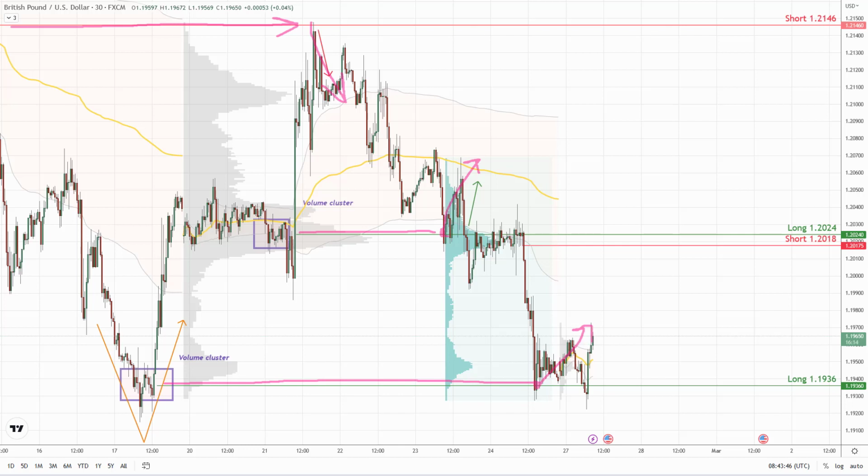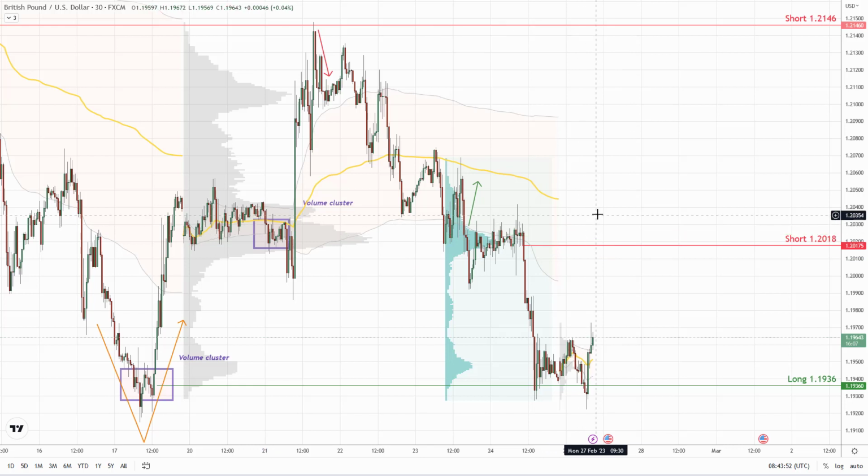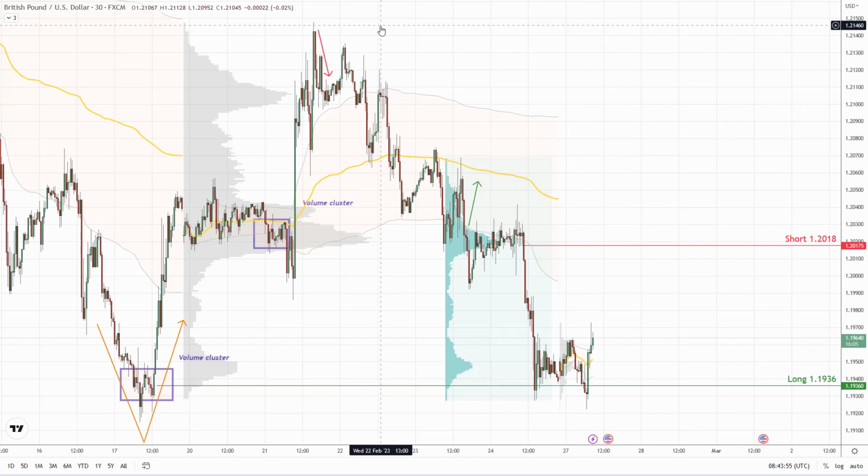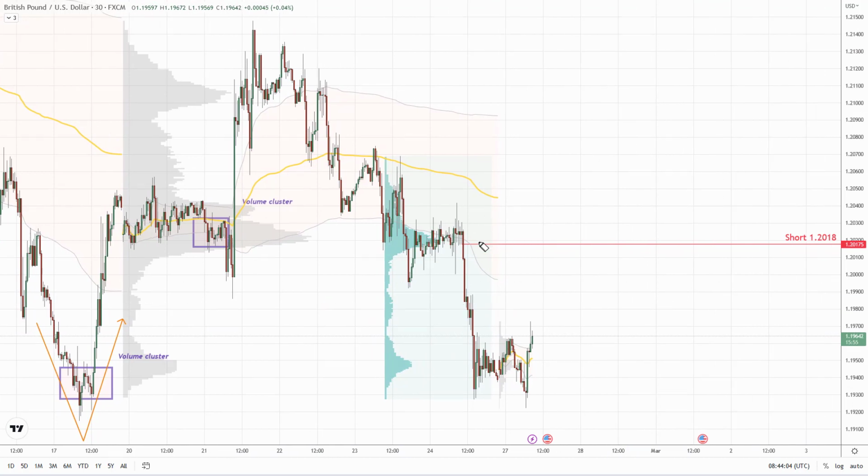Now currently there is a new resistance that I wanted to show you. So let me delete all those older levels and talk about that new resistance. It is in here at 1.2018, and it is based on the volume accumulation setup, the same setup which I showed you on Bitcoin.